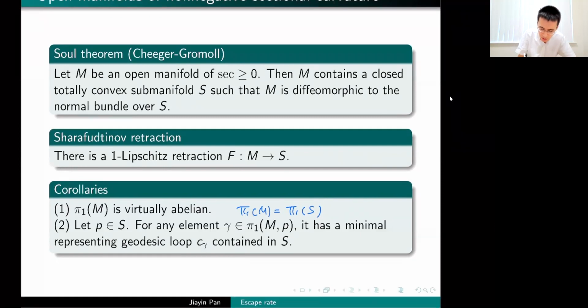This is because if you have a minimal representing geodesic loop C outside S, then you can apply this retraction, which maps C to the loop F of C. Then this new loop will be contained inside S, and it's homotopic to C, and it also has length at most that of C. So if C is a minimal one, then this new loop is still a minimal one, but contained in S now. All right.